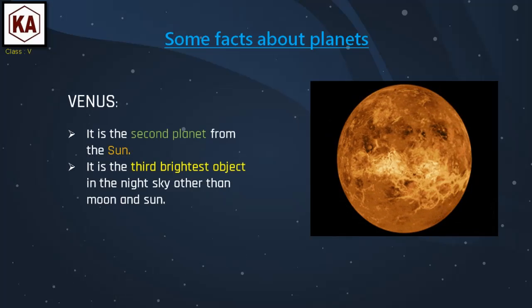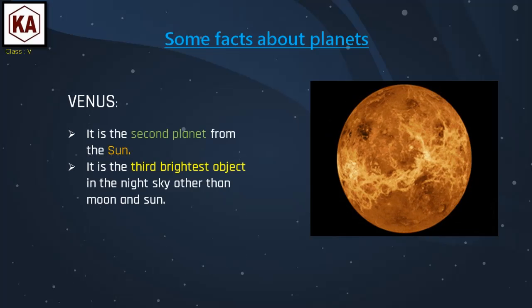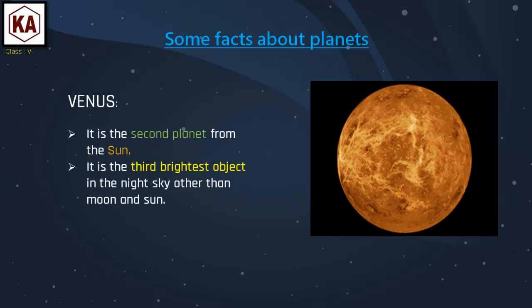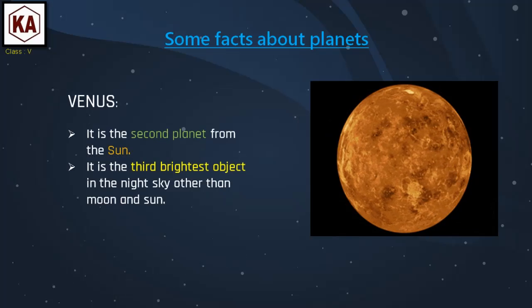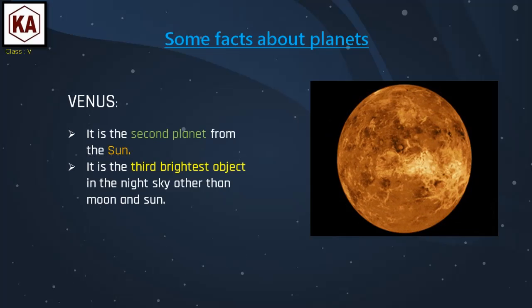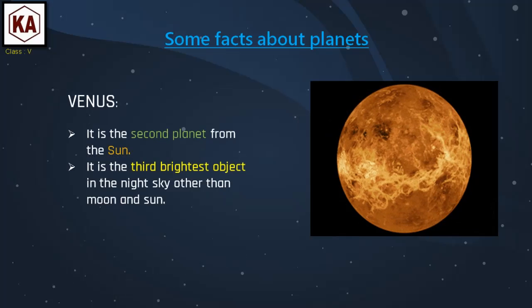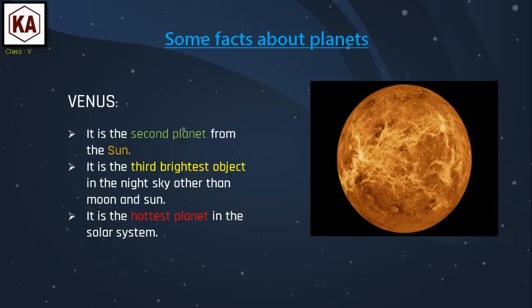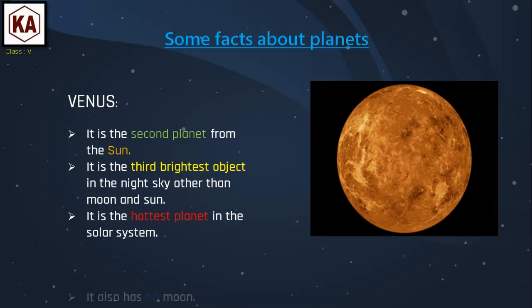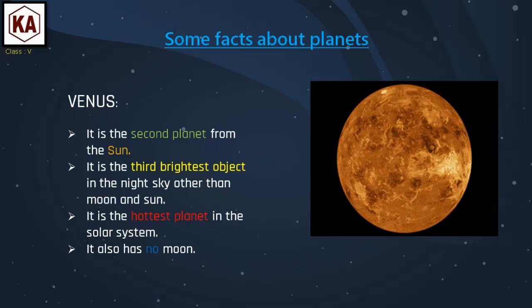Venus is the hottest planet because I have already told you that Mercury has nothing left to burn. So that is why Venus becomes the hottest planet. It also has no moon, okay?